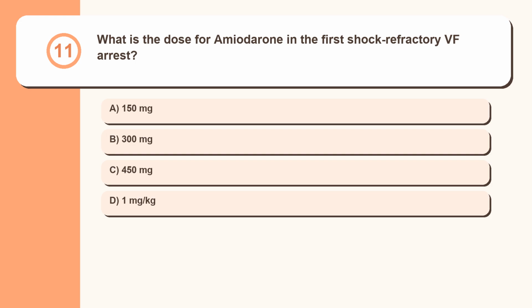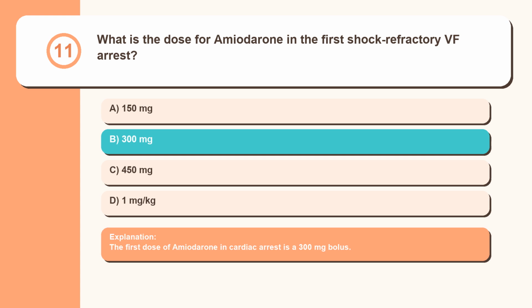Question 11. What is the dose for amiodarone in the first shock-refractory VF arrest? 150 mg, 300 mg, 450 mg, 1 mg per kilogram. The first dose of amiodarone in cardiac arrest is a 300 mg bolus.